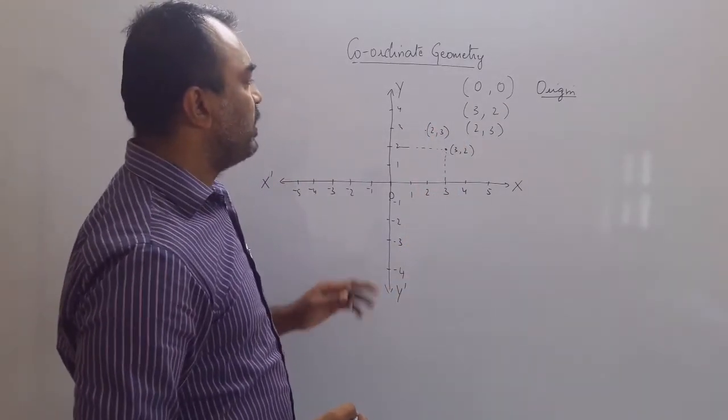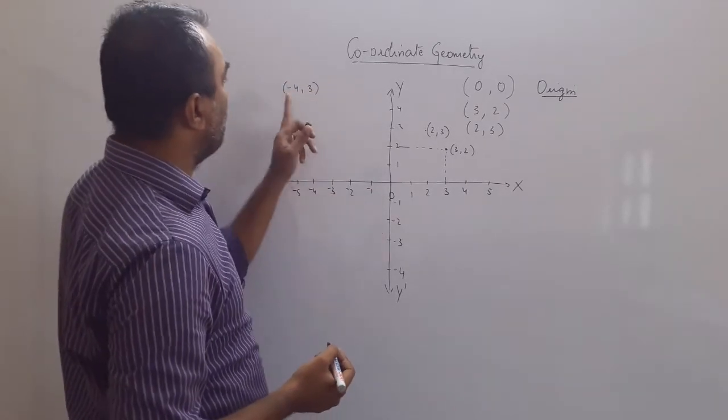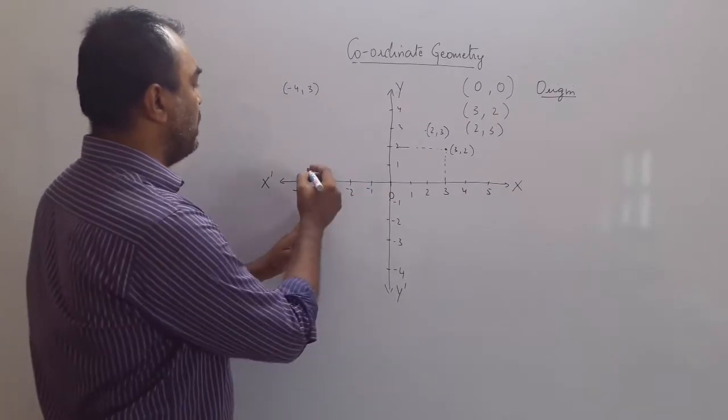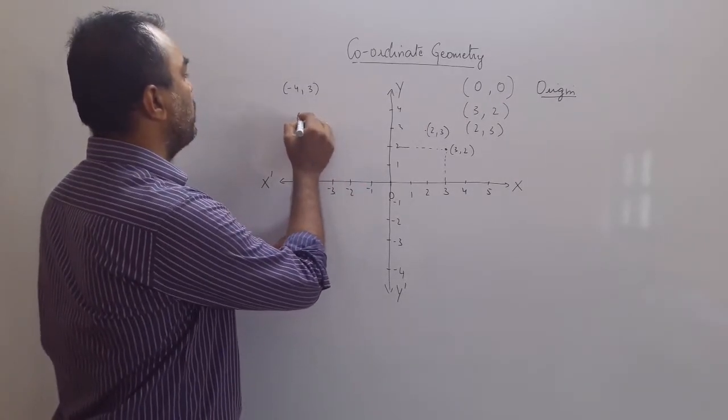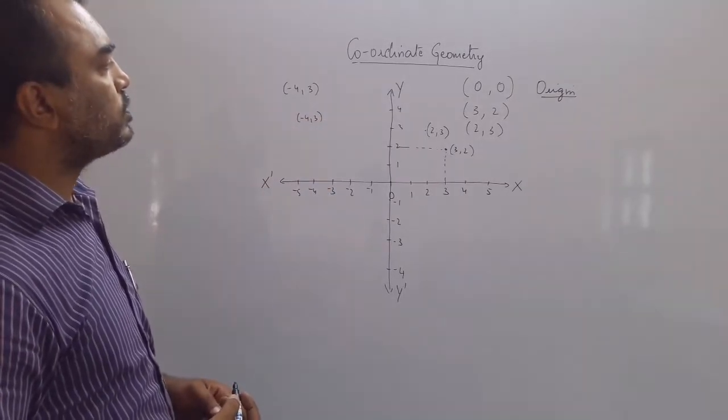In the same way, if I write the point (-4, 3), it means 4 steps to the left. -4 means 1, 2, 3, 4 to the left, and 3 points to the top. So this point is (-4, 3). So what do you observe from here?